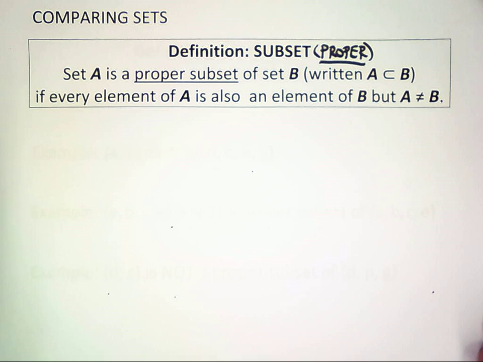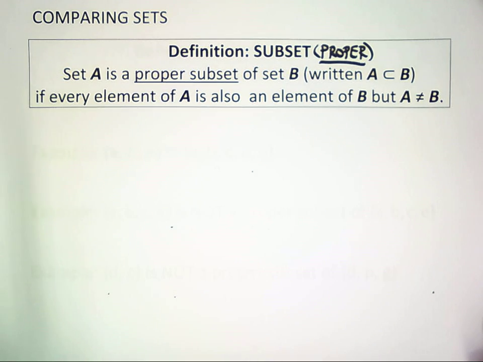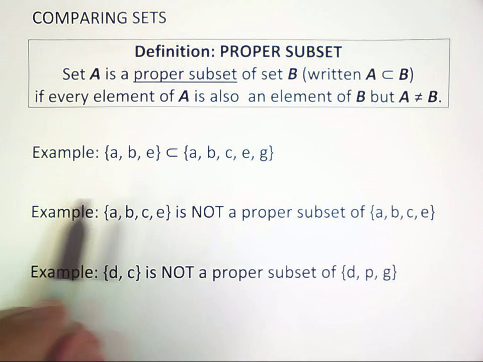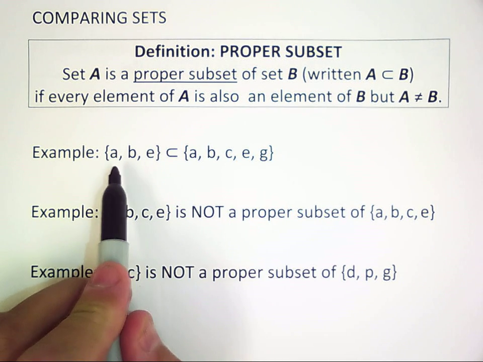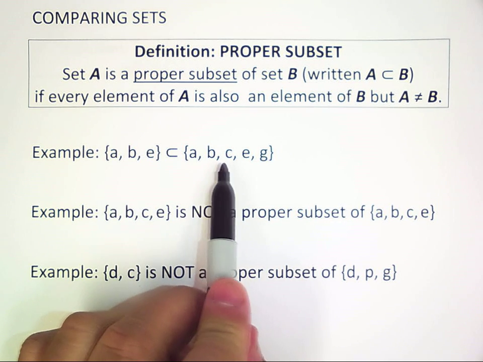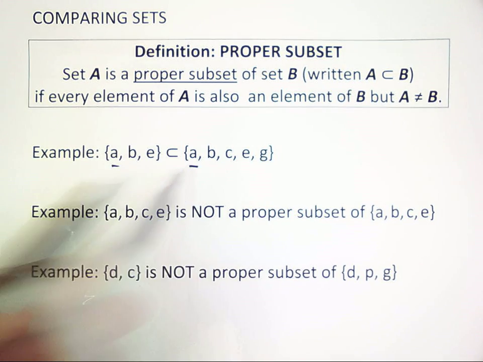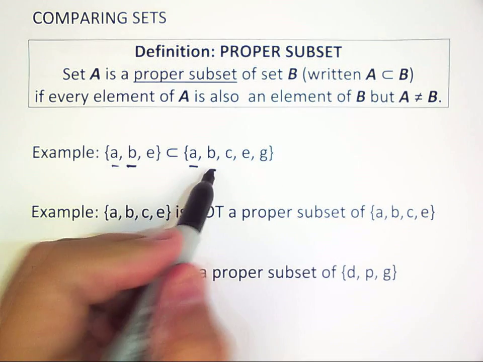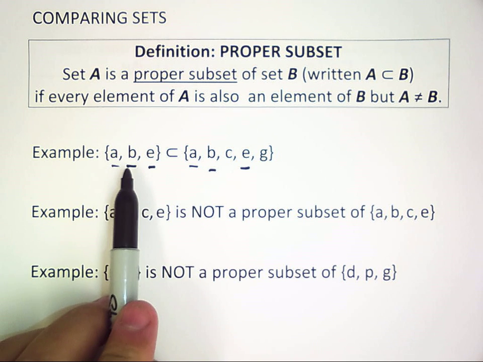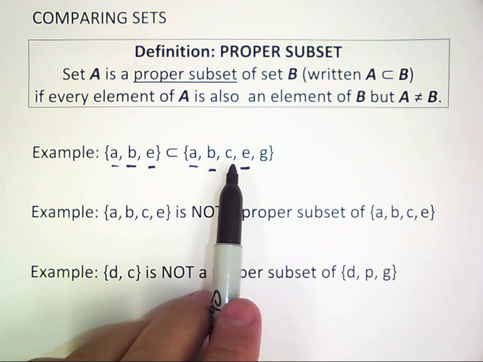So these are very similar definitions, but the proper subset does not allow equality. So again, looking at some examples, if you have the set consisting of the elements A, B, and E on the left, and the set containing A, B, C, E, and G on the right, you can see there's an A, it appears on the right. B appears on the right. E appears on the right. So you could say that the set containing A, B, E is a proper subset of the set containing A, B, C, E, and G.